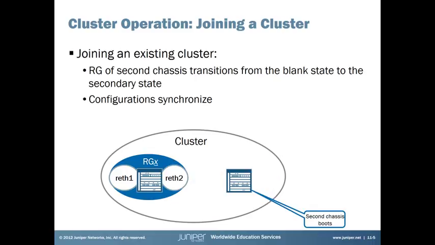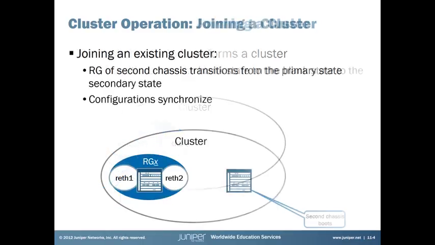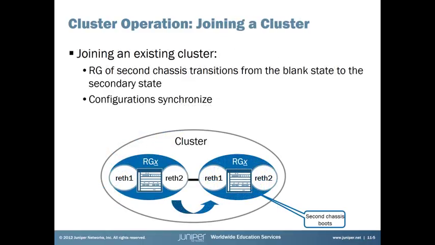Let's look at this here. The first chassis to boot forms the cluster, and the routing group transitions from the blank state to the primary state. When the second one boots up, the RG of the second chassis transitions from the blank state to the secondary state. This is routing group 0. Routing group 0 relates to the cluster itself, and the configurations will then synchronize.